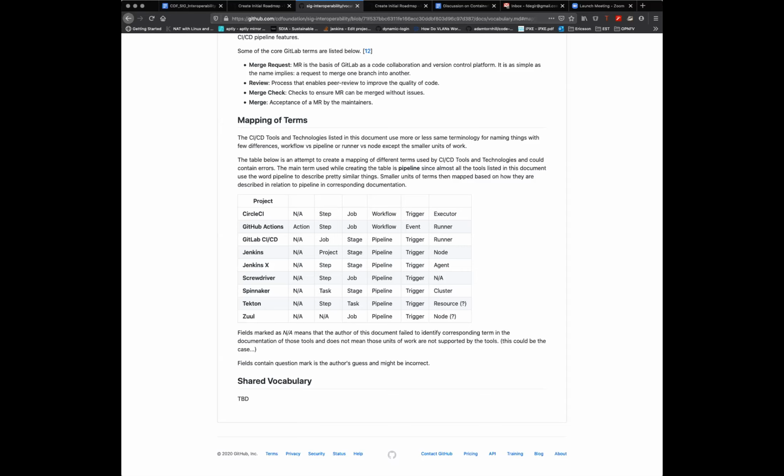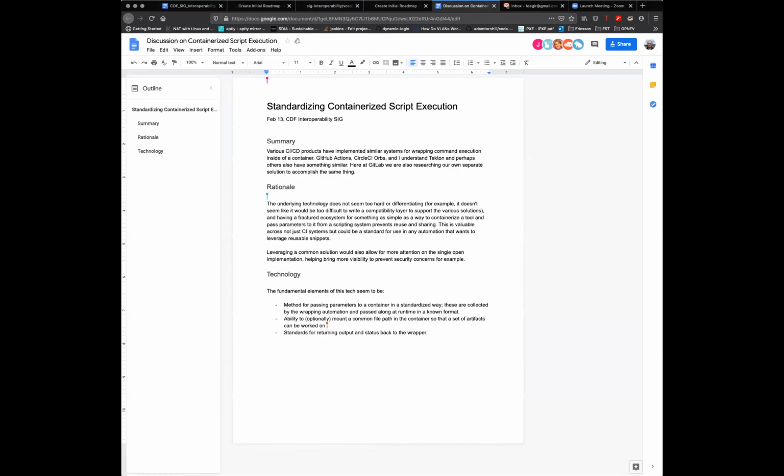So I guess I'll go back to the standardizing containerized script execution document. What is it that we can't do right now with what's being done in Tecton that this proposes to solve? So are you able to run an action from the GitHub Actions Marketplace directly on Tecton? Or an orb, or both? I'm not using either of those products, so I don't know.